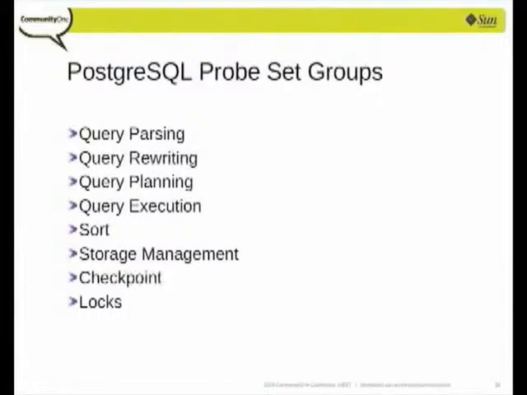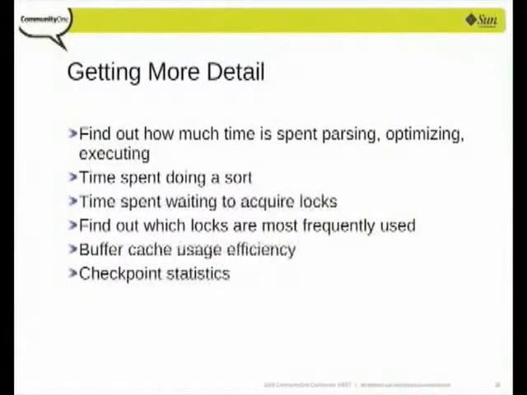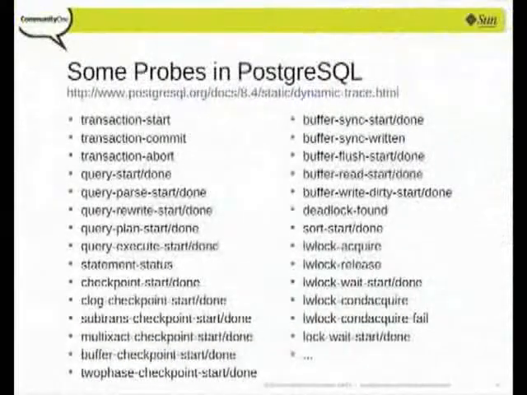So again, we have the probes to figure out how to measure the time for the query, the entire query, or just for part of it: parsing, planning, or execution. And we have probes for sorting and storage management. That means you can figure out the buffer reads, buffer writes, hits and misses, and then checkpoints and locks. Like I said, we have about 54 of them right now, and in the next release we plan to add some more.